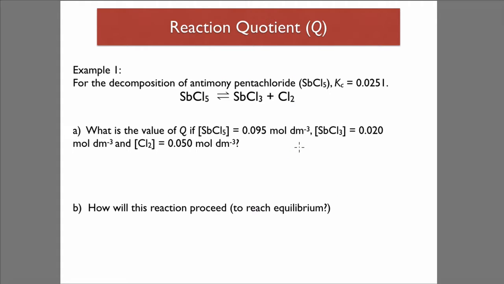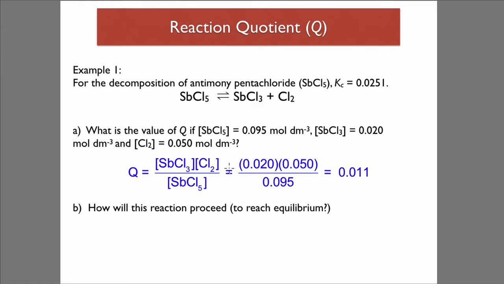Okay, let's do an example. For the decomposition of antimony pentachloride, we've got an equilibrium constant of 0.0251, and we've got our reaction there. So what is the value of Q if SbCl5 is 0.095 moles per decimeter cubed, SbCl3 is 0.020, and the concentration of chlorine is 0.050? Well, you can write out products over reactants, just plug in the concentrations of each one and you get your answer.